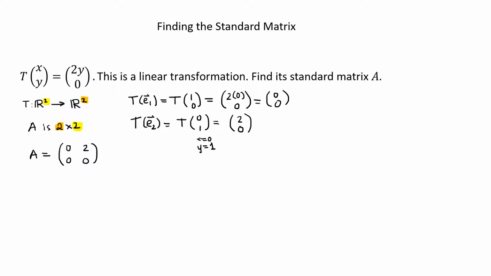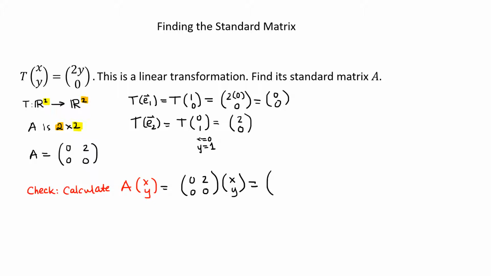Now, we can check this by calculating A times (x, y). What it should produce is the vector (2y, 0). Okay, so let's try this out. We've got [0, 2; 0, 0]. We're going to multiply it by this generic input (x, y). We do the matrix multiplication, we get (2y, 0). This checks out. It's equal to our output for T of (x, y).